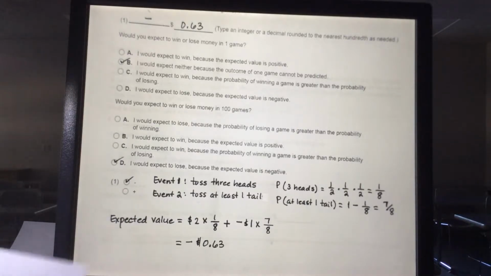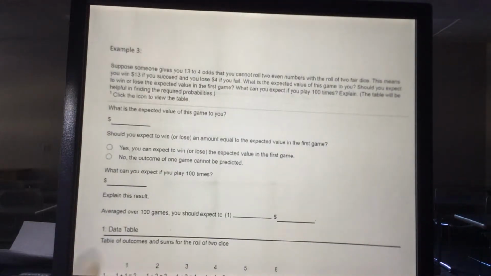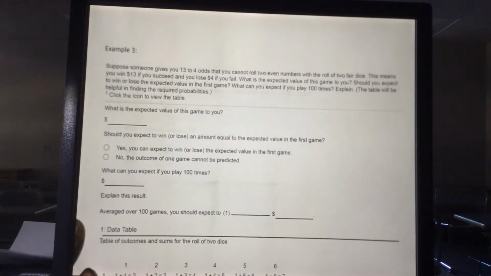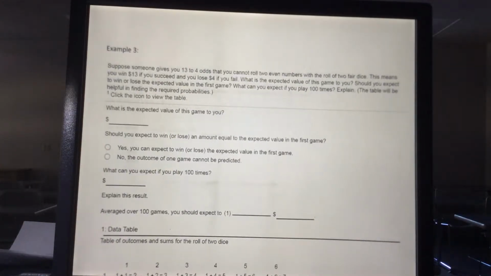Okay, let's look at another example of an expected value. In this case, suppose someone gives you 13 to 4 odds that you cannot roll 2 even numbers with the roll of 2 fair dice. This means you win $13 if you succeed, and you lose $4 if you fail. What is the expected value of this game to you? Should you expect to win or lose the expected value in the first game? What can you expect if you play 100 times, and explain?